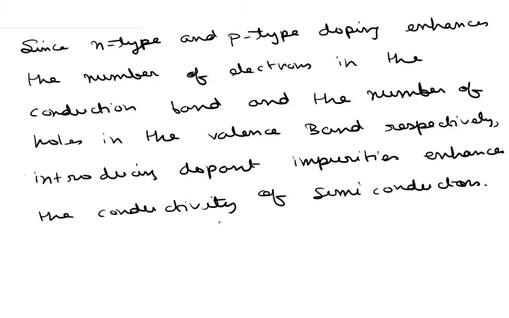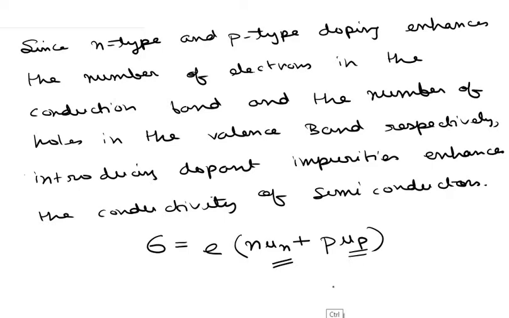Okay, so we have seen the last day that the conductivity of a semiconductor, sigma, is basically e times (n mu_n plus p mu_p), where mu_n and mu_p are the mobility of electrons and the mobility of holes respectively. So I repeat again that if I introduce n-type or donor type dopants in the semiconductor, this n, which is the total number of electrons in the conduction band, is going to increase.